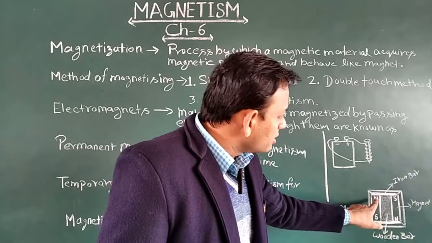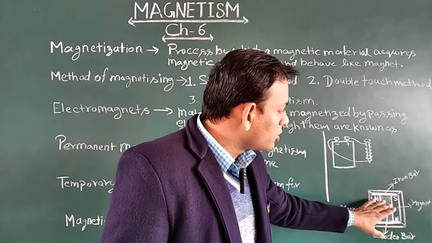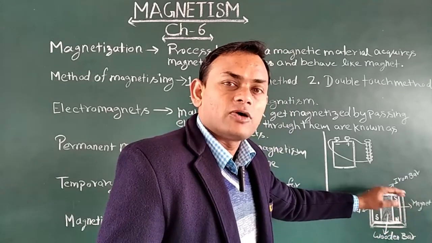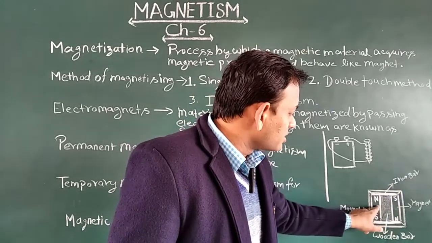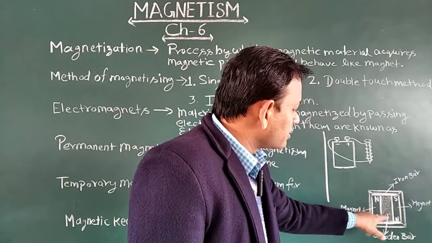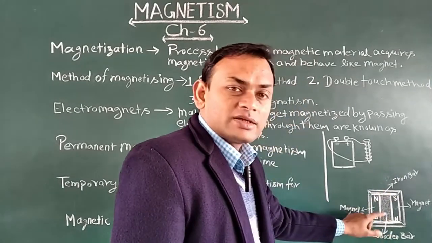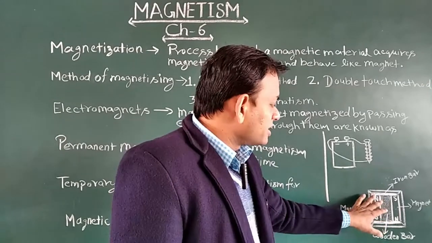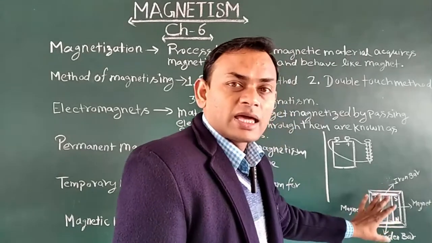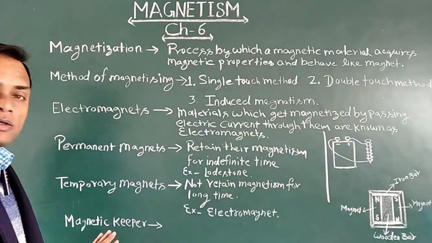How do we keep the two magnets in the box? We keep them such that the opposite poles of both magnets remain on the same side of the box. Both magnets are separated by a wooden bar, and on both sides of the magnets there are two iron bars. These iron bars don't let the magnetic bars move in the box. In this way, two bar magnets are kept safe in the wooden box. So this is the magnetic keeper.